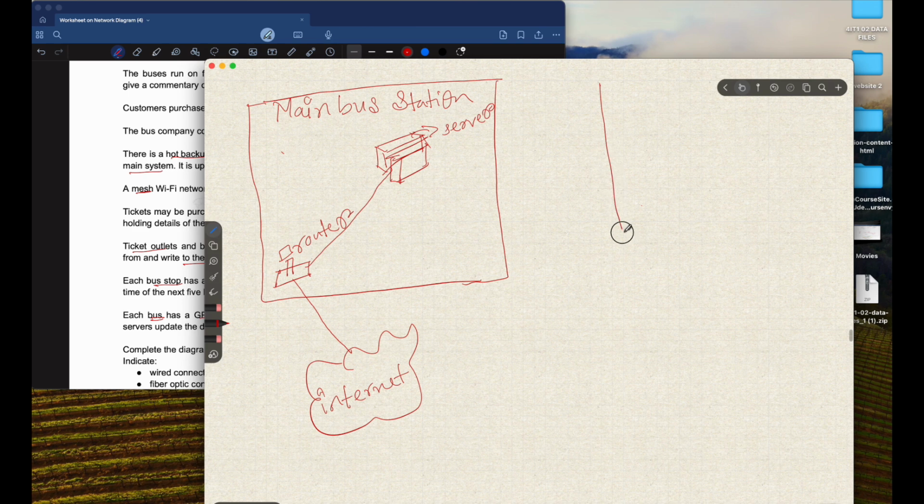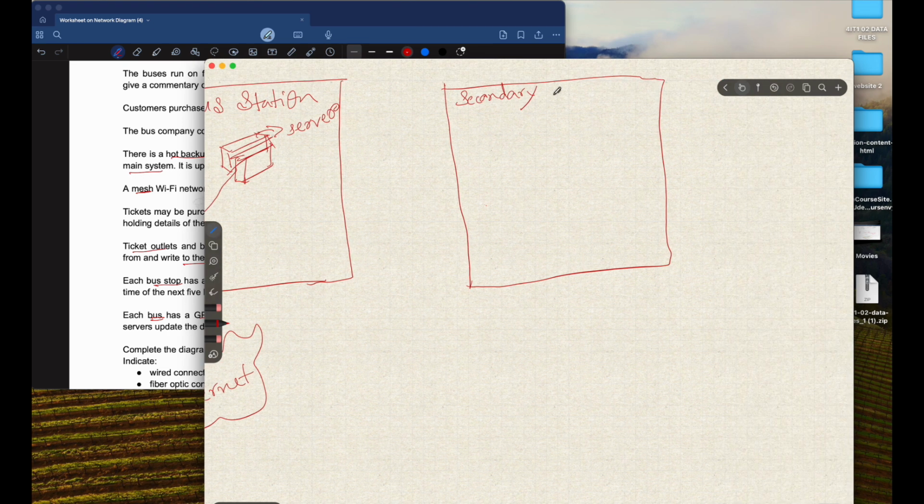Then they say there's a secondary bus station that is mostly used for backup purposes. So here we will write secondary, sorry about my writing. This one will be the secondary bus station. Here they also mentioned that there will be a server. So maybe the server will look this way. This is considered as a server.